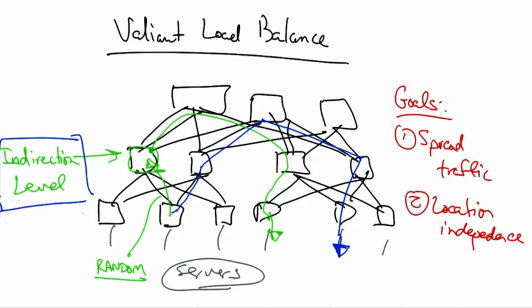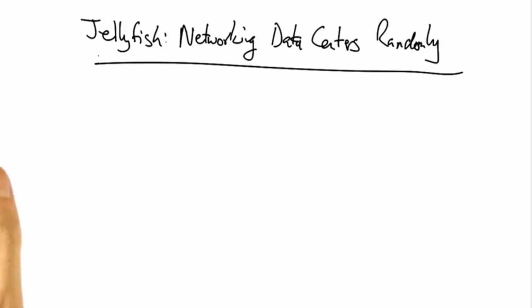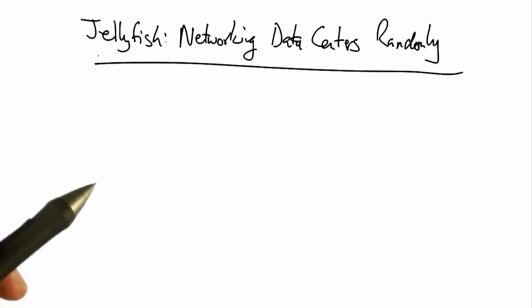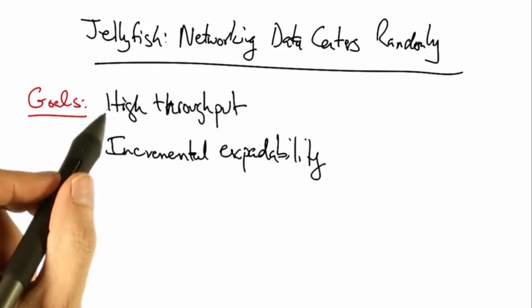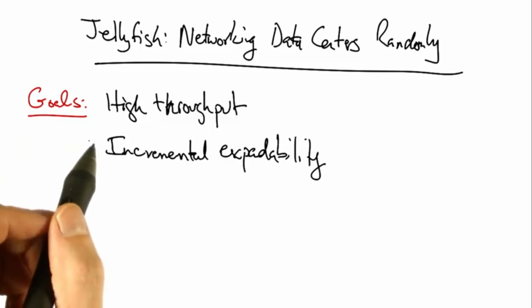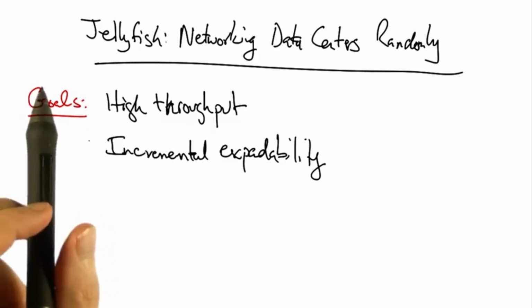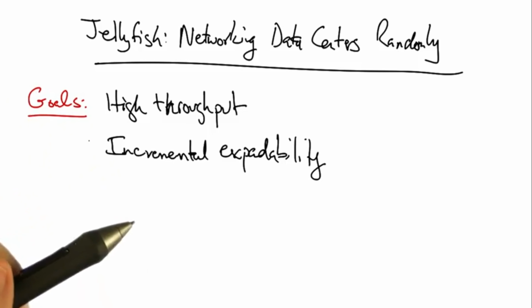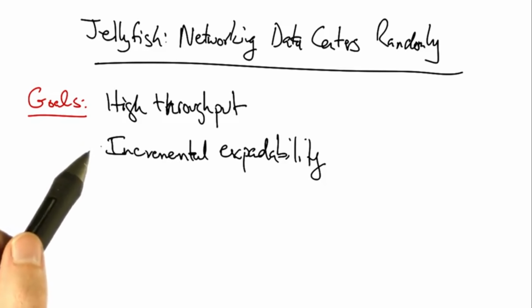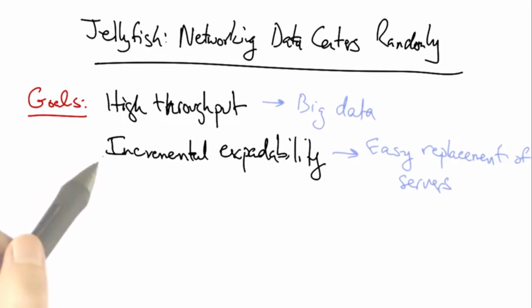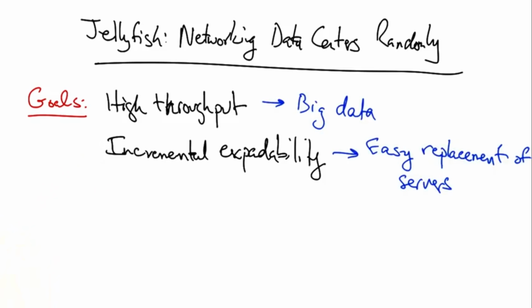In the next lesson, we'll look at how a custom random topology can make some of these traffic engineering problems even easier. In this lesson, we'll look at Jellyfish, a technique to network data centers randomly. The goals of Jellyfish are to achieve high throughput to support, for example, big data analytics or agile placement of virtual machines, and incremental expandability so that network operators can easily add or replace servers and switches. For example, large companies like Facebook are adding capacity on a daily basis.